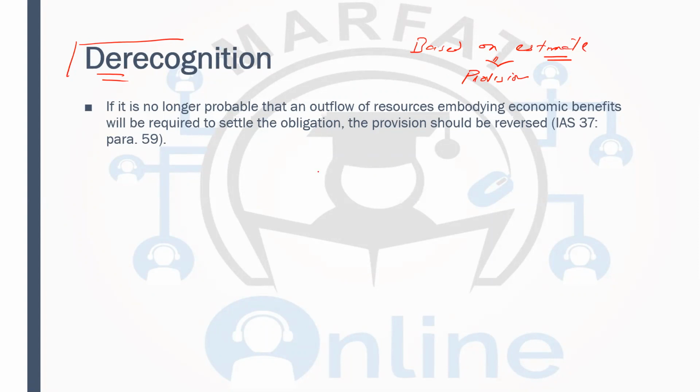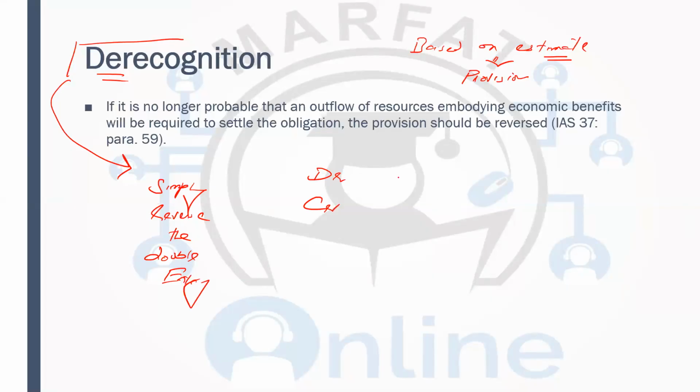Now that means you have to de-recognize the provision. By de-recognizing the provision, it means simply reverse the double entry of the provision. So how are you going to reverse it? You recognized the provision as a liability, now de-recognize it. So debit provision, this means de-recognition.